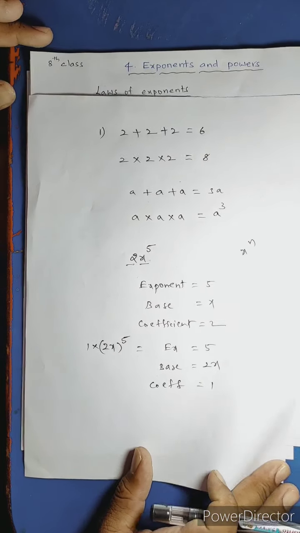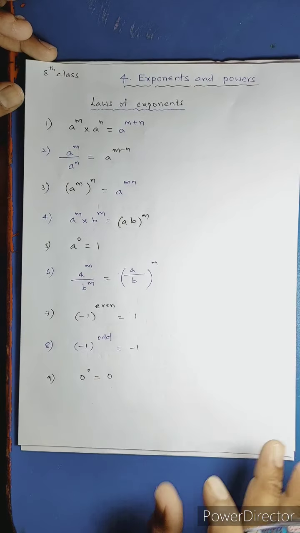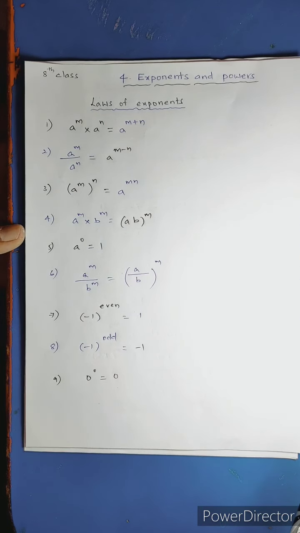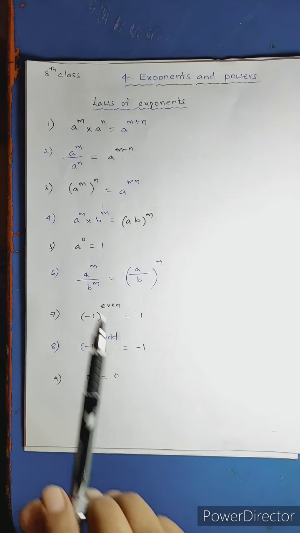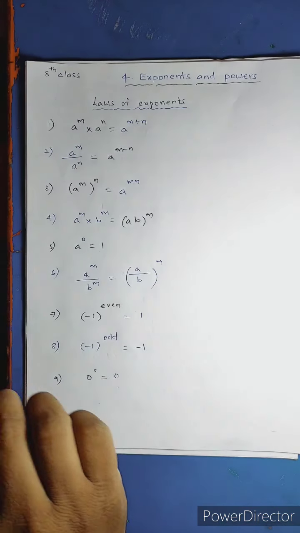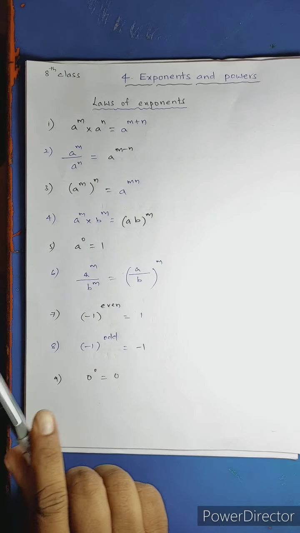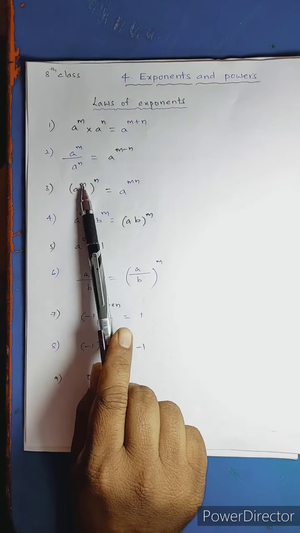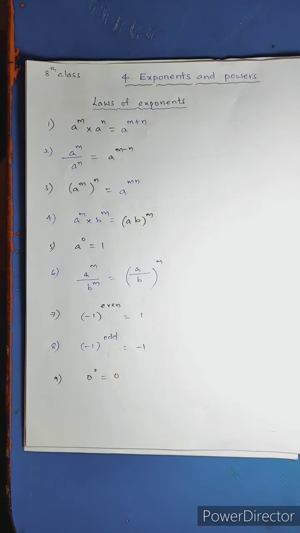Now, to solve questions like these, we need some formulas. Laws of exponents. First one: a power of m into a power of n is equal to a power of m plus n. When both bases are the same and they are in multiplication, then we can add the exponents. When both bases are the same and they are in division, then we can subtract the exponents. Same base but two exponents: a power of m whole power of n is equal to a power of mn.